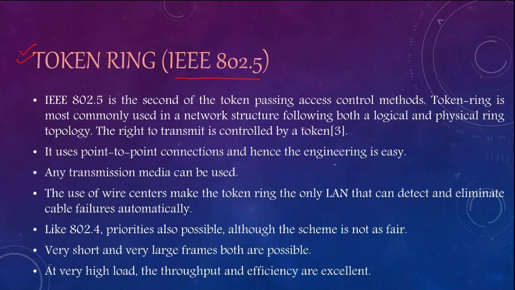It uses a point-to-point connection, and hence the engineering is easy in this case, and any transmission media can be used. Transmission media means what type of cables we can use. Any type can be used. The use of wire centers makes the token ring the only LAN that can detect and eliminate cable failure automatically. In ring topologies, it can detect and eliminate the cable failure by itself.